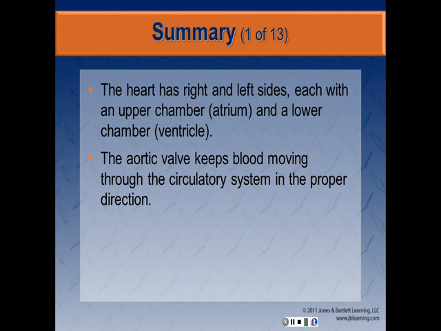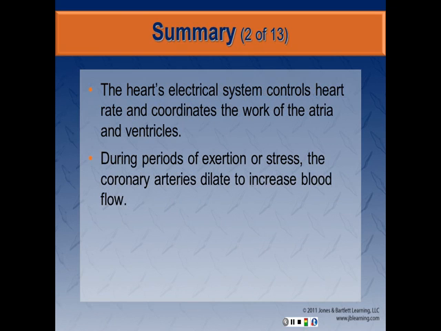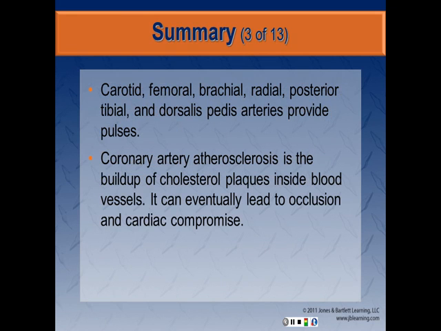In summary, the heart is divided into the right and left sides, each with an upper chamber called the atrium and a lower chamber called the ventricle. The aortic valve keeps blood moving through the circulatory system in the proper direction. The heart's electrical system controls heart rate and coordinates the work of the atria and ventricles to pump blood. To supply the myocardium with more oxygen during periods of exertion or stress, the coronary arteries dilate to increase blood flow. The carotid, femoral, brachial, radial, posterior tibial, and dorsalis pedis arteries provide pulses.